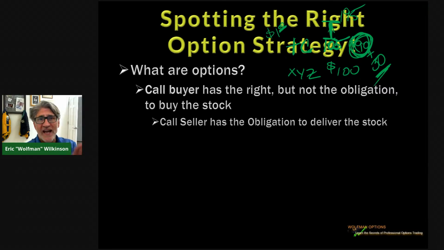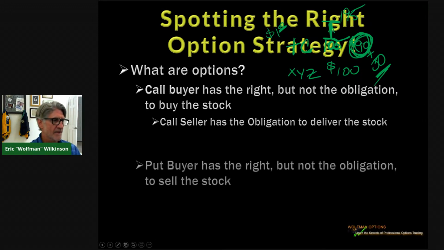So the call seller has the obligation then to deliver the stock. All right. If you don't have the stock, then you're short and you're going to have to borrow that stock. But the seller of the option has the obligation. So if the buyer says, yes, I want to go through the assignment process with you, the call seller has no say about it whatsoever. It happens. Okay. You would have to sell that stock.